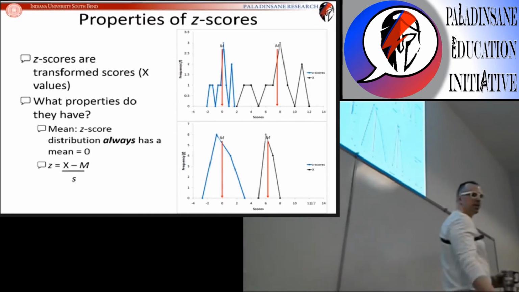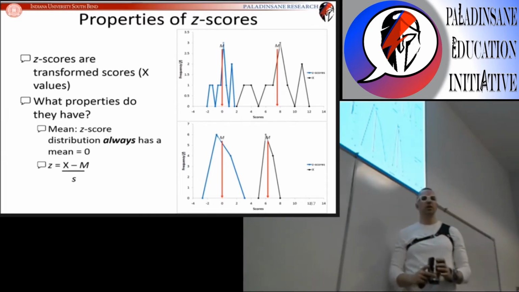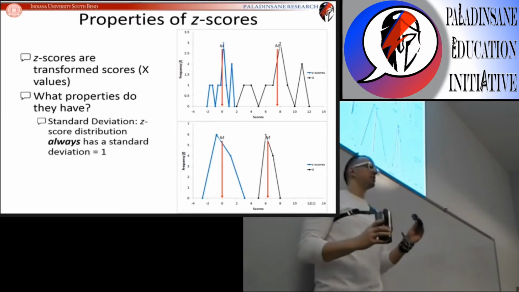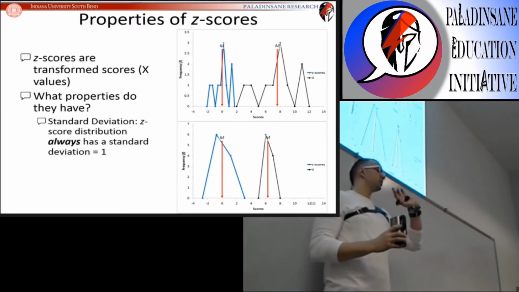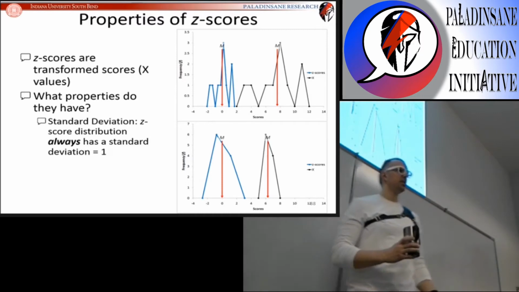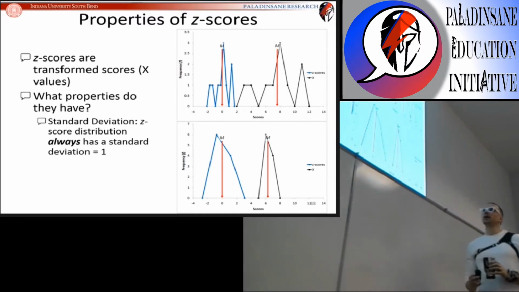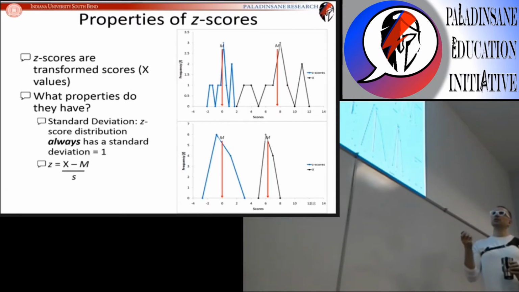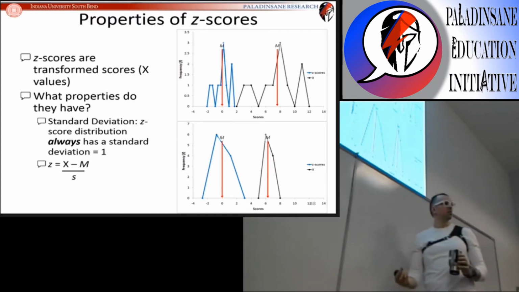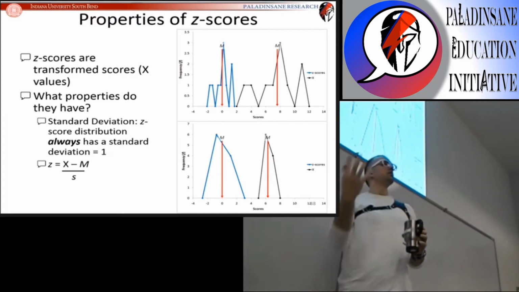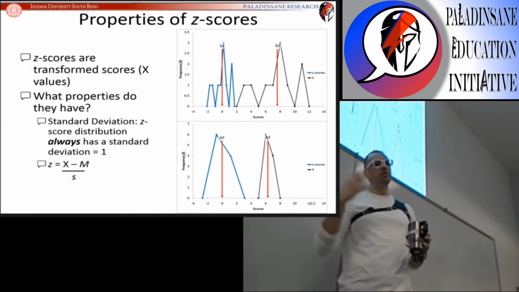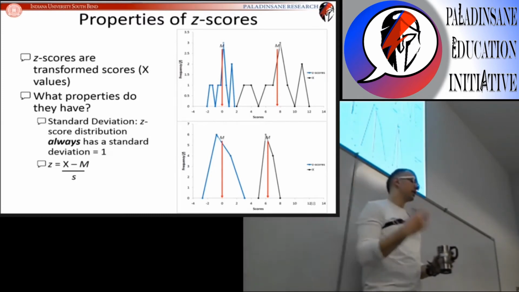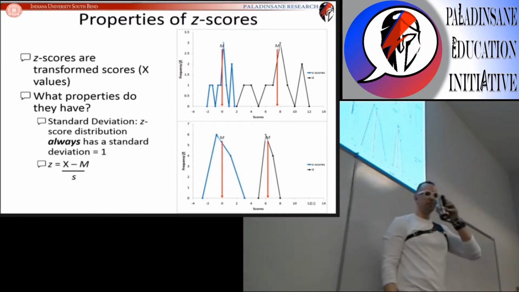And then the last property that they have is that your z-score standard deviation will always be equal to 1. Z-score distributions always have a standard deviation of 1, and that is because you are taking the deviations, which are used to calculate the standard deviation, and you're literally dividing all of them by the standard deviation, and something divided by itself will always give you 1. So that's why z-scores always have a standard deviation equal to 1.